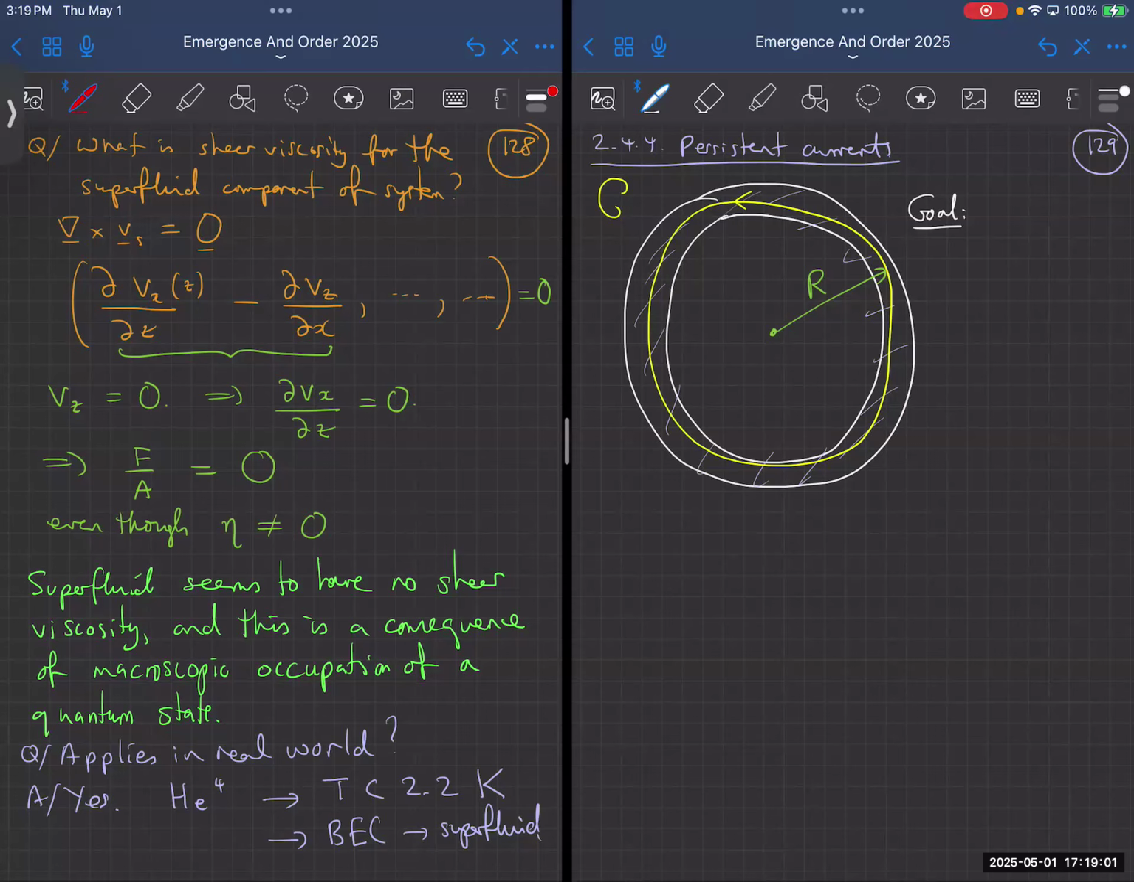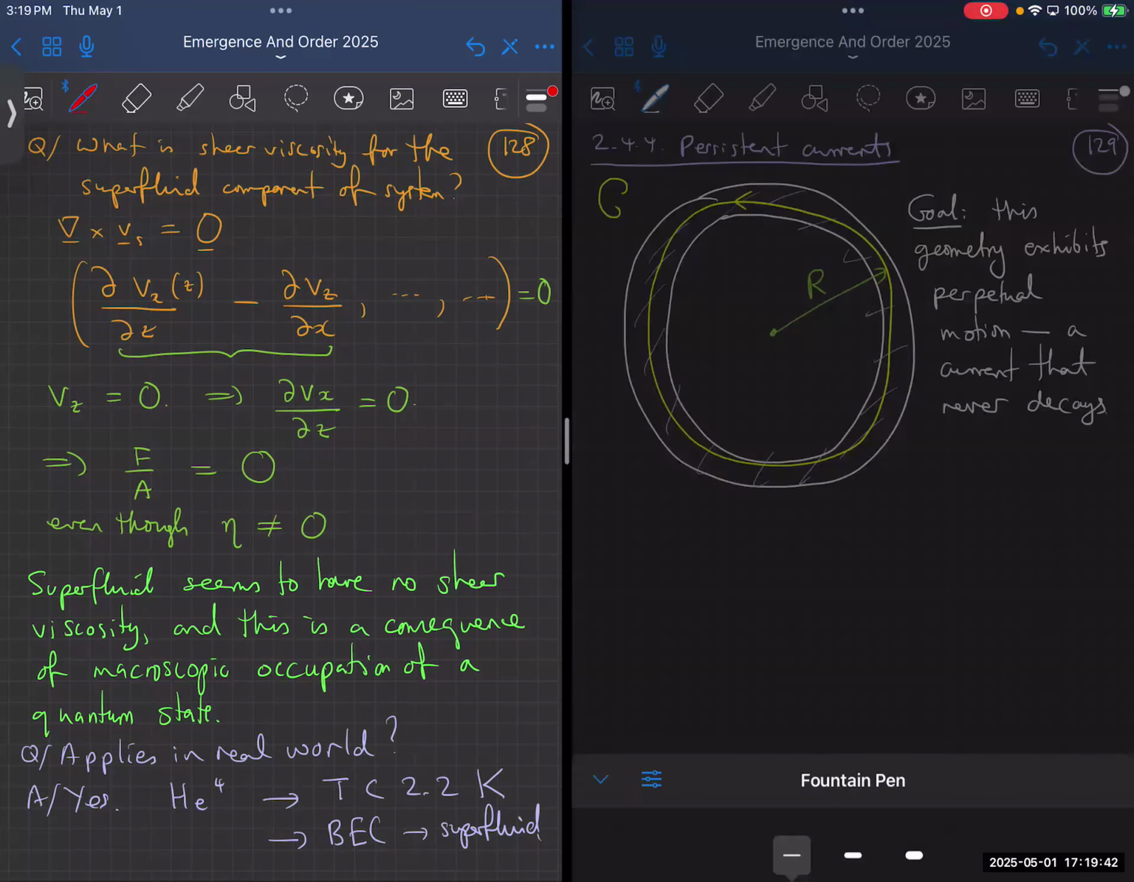So the goal is to show you that this geometry exhibits a perpetual motion, a current that you can measure that never decays. And never is a long time, but at least say within the lifetime of the universe or something like that. Okay, so how are we going to see that? So let's do it like this.